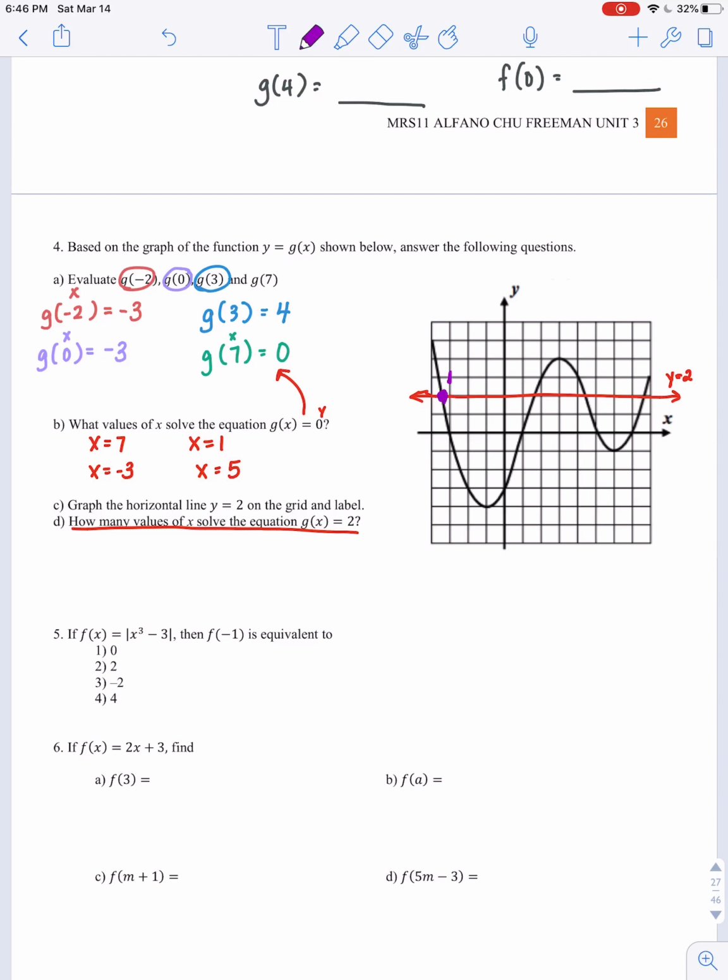So here's 1. Here's 2. Here's 3. And here's 4. So there are 4 values.